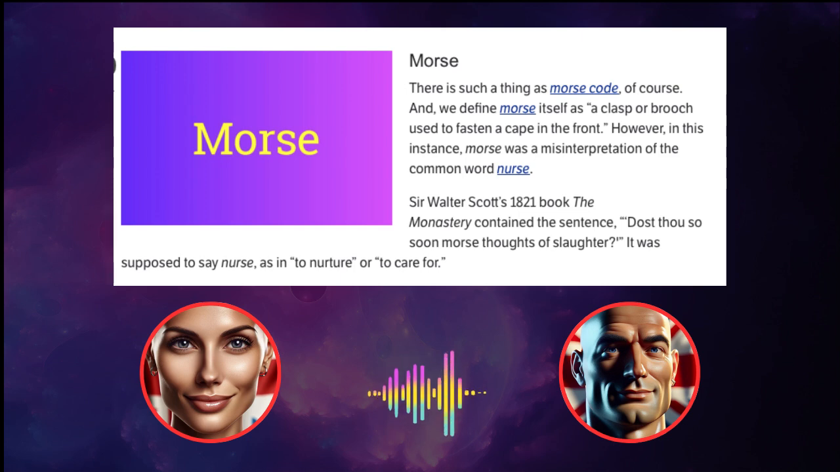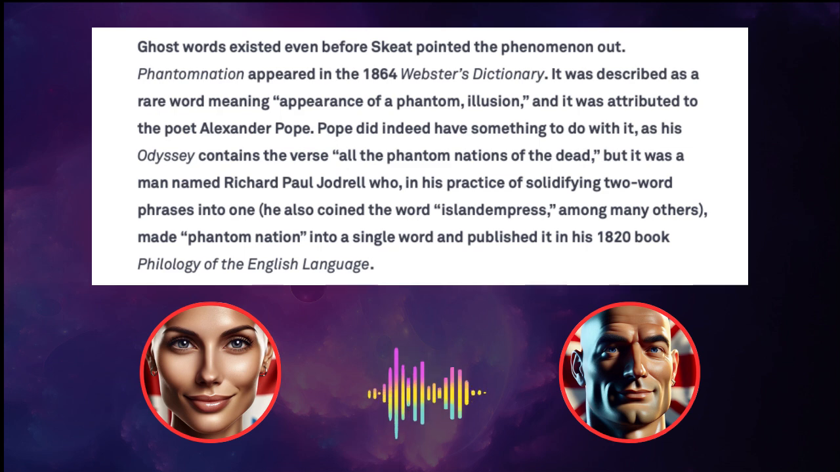An interesting thought. And Skeat's work, while groundbreaking, was just the beginning. He may have been a prolific ghost word hunter, but modern dictionaries are still full of them. Really? You're telling me, even with all our modern technology and advancements in lexicography, these linguistic phantoms are still slipping through the cracks? Oh, absolutely.